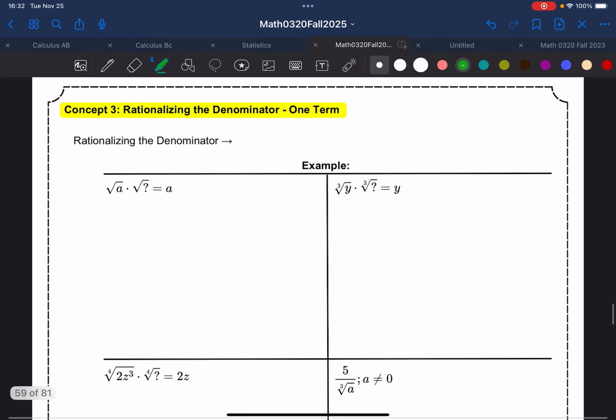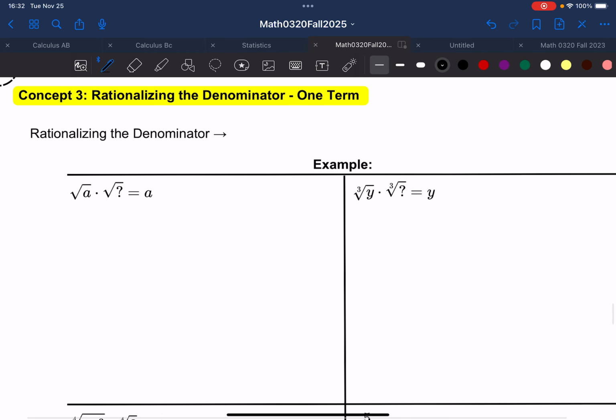Okay, next concept is rationalizing the denominator where there is only one term. So rationalizing the denominator means we need to remove the radical from the denominator.